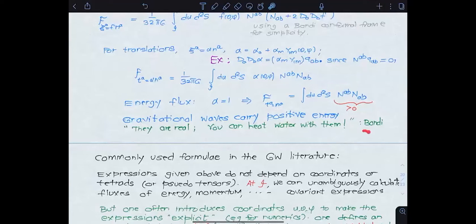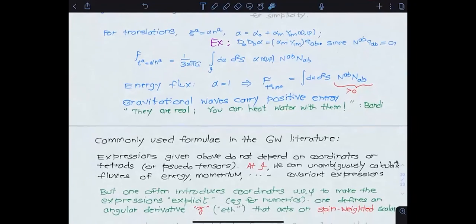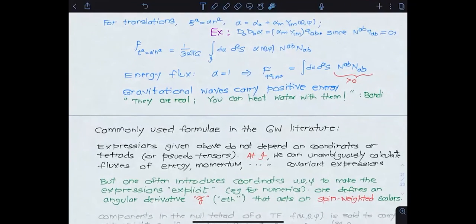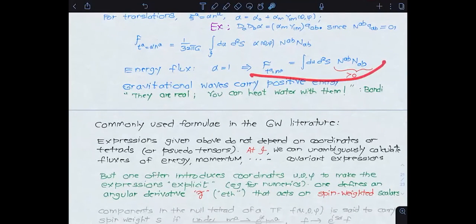And therefore, as Bondi said a long time ago, because I told you that there was a confusion about the reality of gravitational waves, he said that, well, with this formula, the flux of energy is given by this gravitational energy. Gravitational waves are real and they carry positive energy. So he said as a joke, but you can heat water with them if you want. You'll have to be very close to the source for this to have enough energy to be able to heat water, but just in principle, it is true.